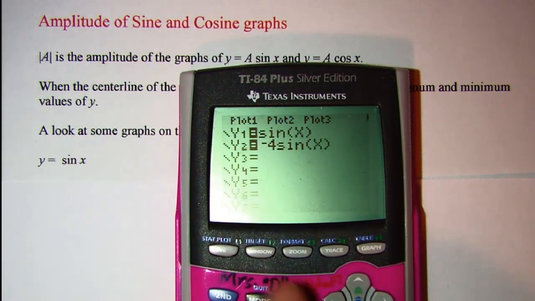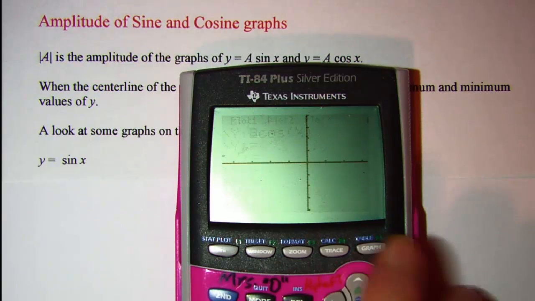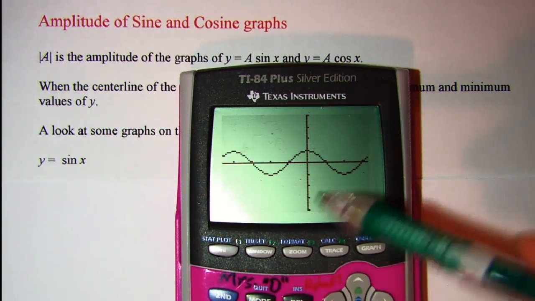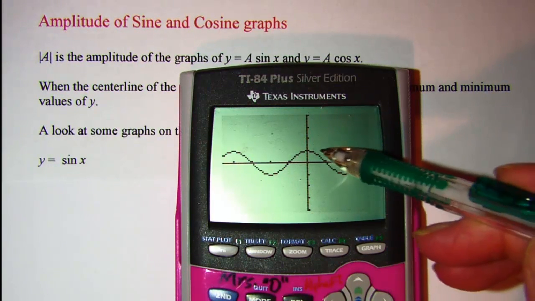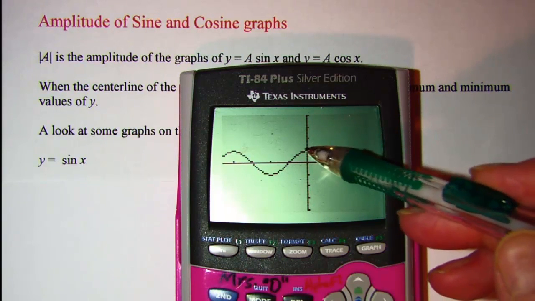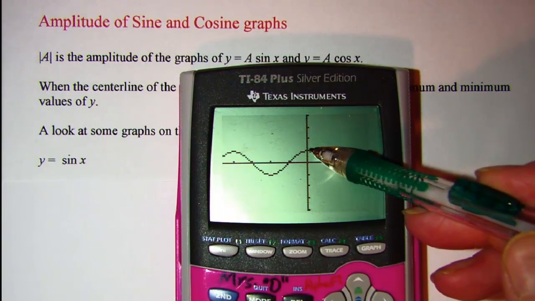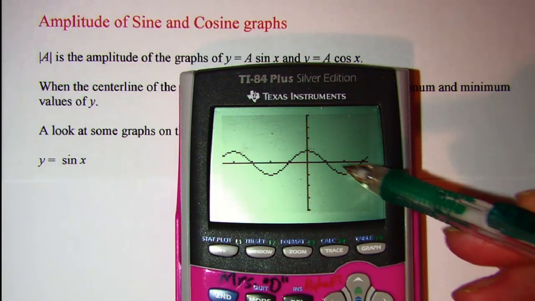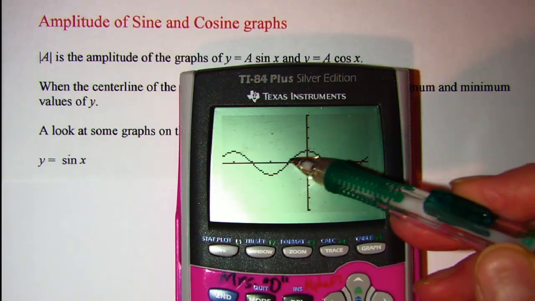I also now want to look at cosine, so let's change this to cosine and clear this out for the time being. This is my cosine curve. Whenever you are starting with the cosine curve, it starts on the y-axis at +1. So it starts at its maximum and then heads down on the right side and heads down on the left side.